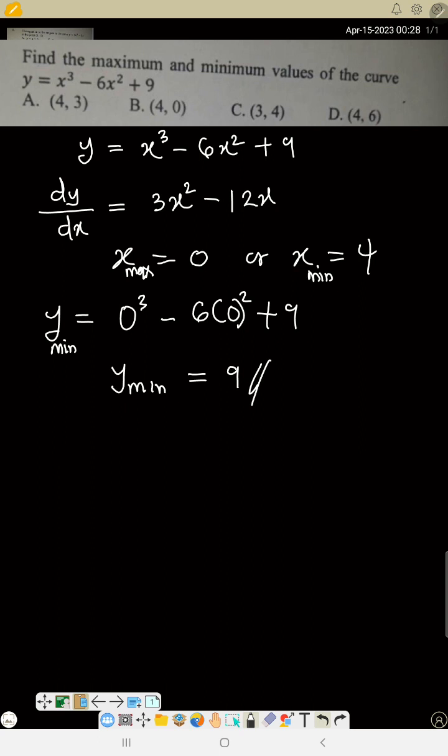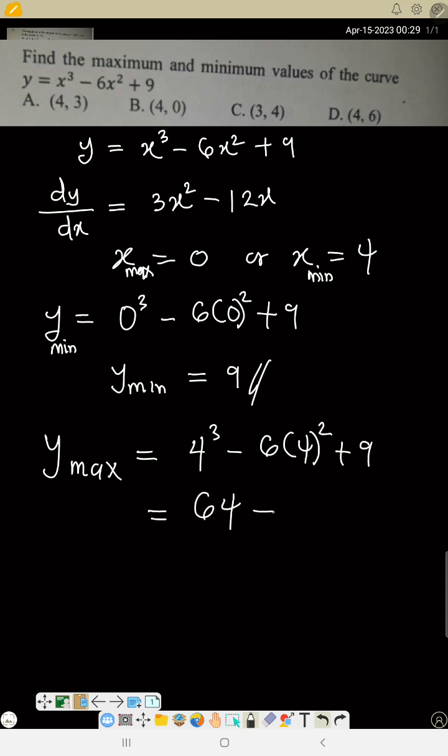So at x is 4, y is equal to 4 raised to power 3 minus 6 brackets 4 squared plus 9. 4 raised to power 3 is 64, minus 6 brackets 16, plus 9. So this is 64 minus 6 times 16.